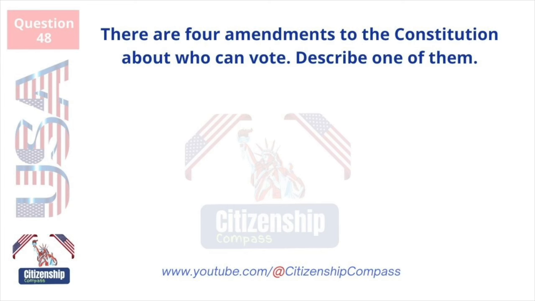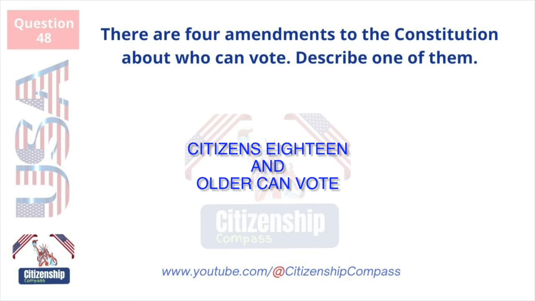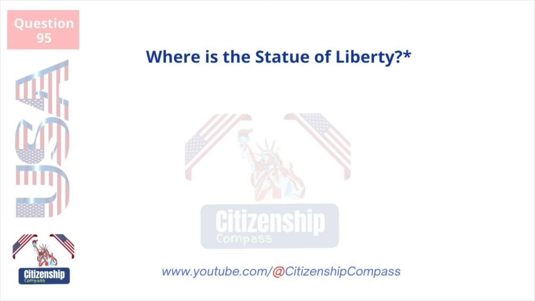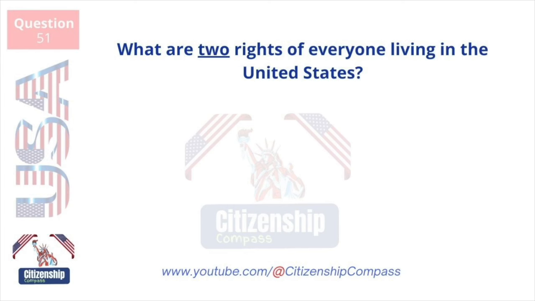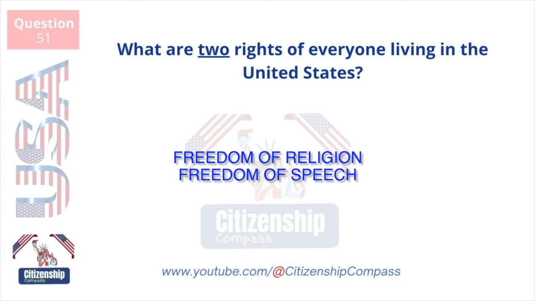There are four amendments to the Constitution about who can vote. Describe one of them. Citizens 18 and older can vote. Where is the Statue of Liberty? New York Harbor. What are two rights of everyone living in the United States? Freedom of religion. Freedom of speech.